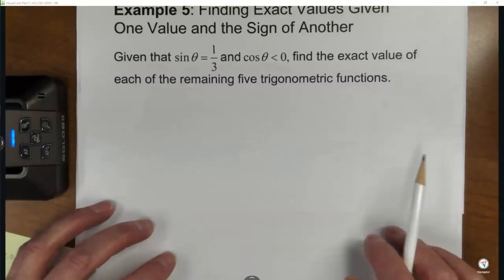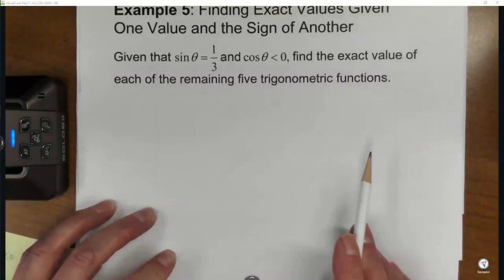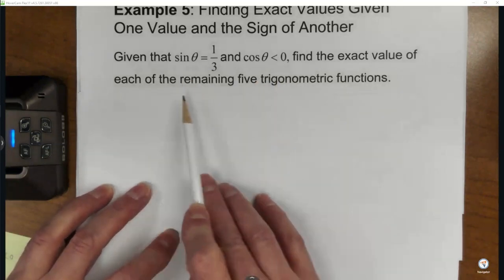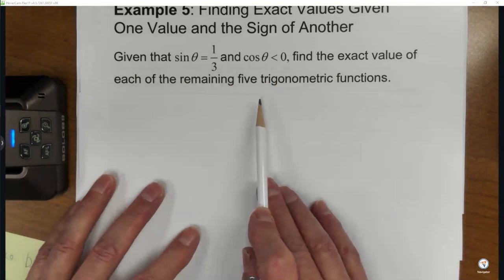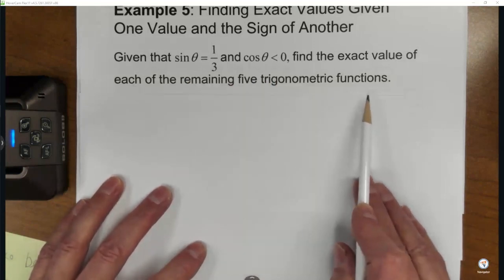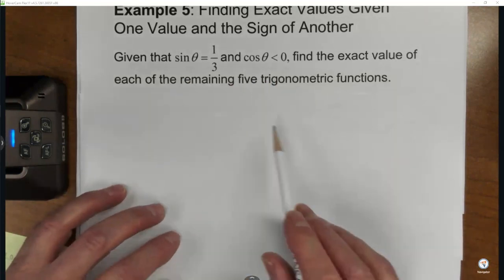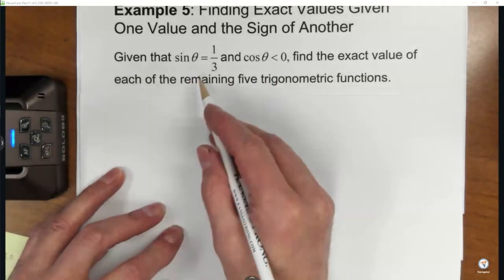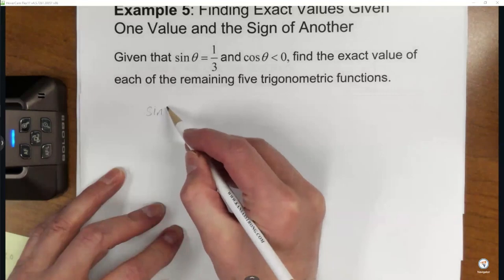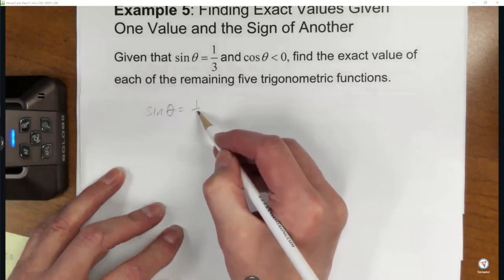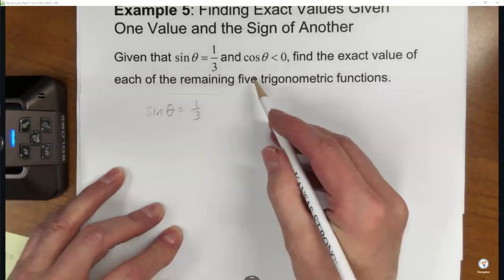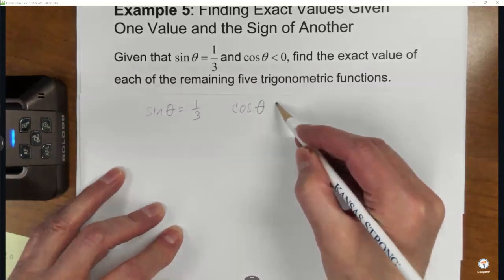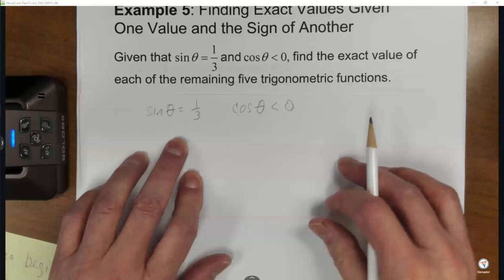Okay, let's look at the next example using some of our fundamental identities. We get some clues, and then from those clues, we need to be able to find all values of trigonometric functions, all 6 of them. So they give us one of them, the sine of theta is 1/3. And then they also tell us that the cosine of theta is less than 0.